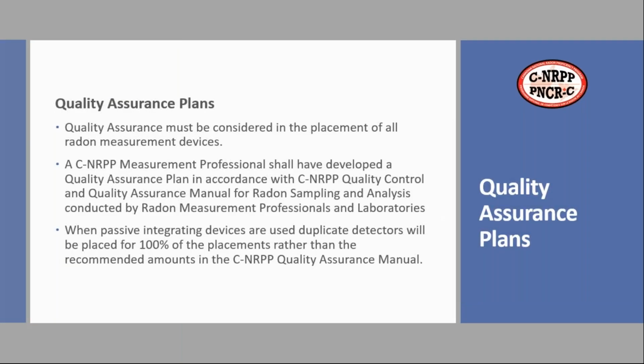Now, just to be clear, radon quality assurance plans are an important part of the radon measurement process, and so quality assurance must be considered in the placement of all radon measurement devices. A C-NRPP measurement professional shall have developed a quality assurance plan in accordance with the C-NRPP quality control and quality assurance manual for radon sampling and analysis conducted by radon measurement professionals and laboratories. When passive integrating devices are used, duplicate detectors will be placed for 100% of the placements, rather than the recommendations stated in the C-NRPP Quality Assurance Manual.